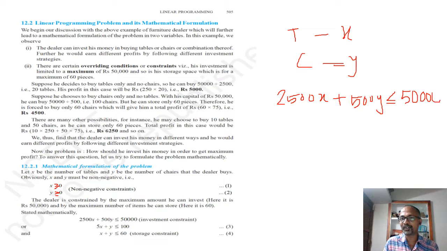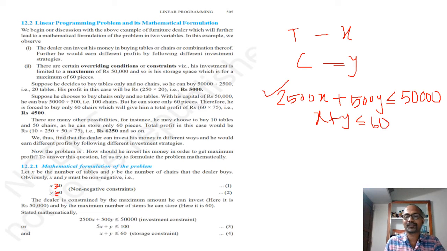So we got an inequality here, 50,000. Okay, so one inequality we made. And similarly, after bringing all the tables and chairs, he has to keep them in the storage. His storage capacity is 60 only, it is given. So the number of tables and number of chairs should be less than or equal to 60.